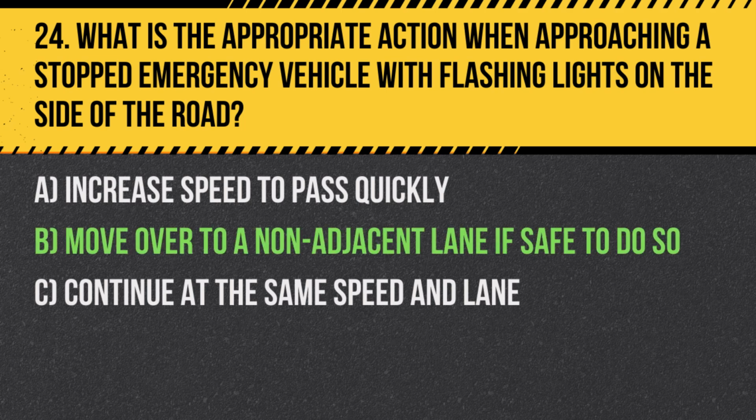Answer: B. Move over to a non-adjacent lane if safe to do so. When approaching a stopped emergency vehicle with flashing lights on the side of the road, you should move over to a non-adjacent lane if it is safe to do so to provide space for emergency personnel.